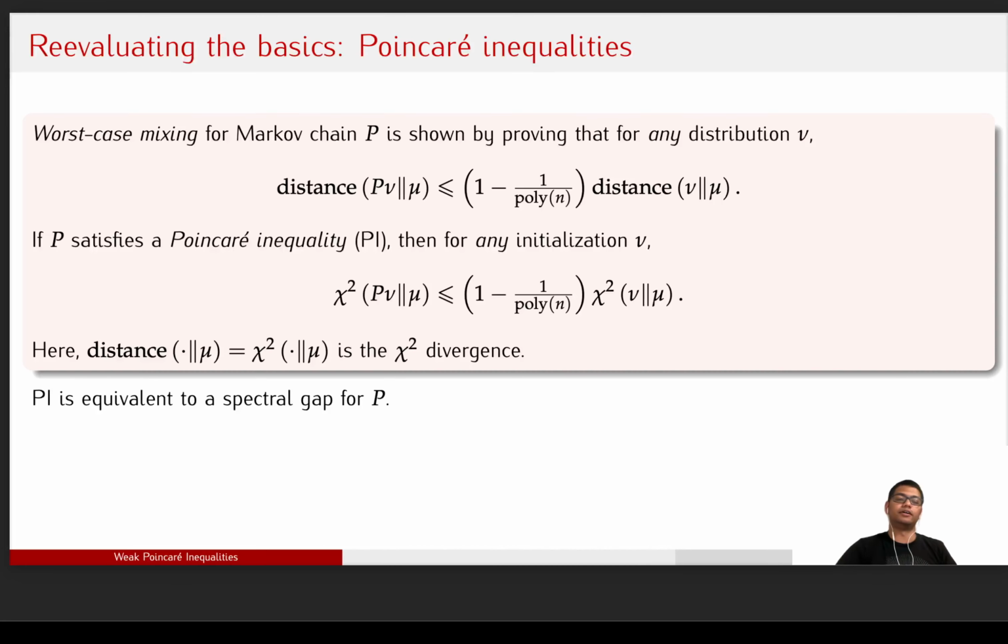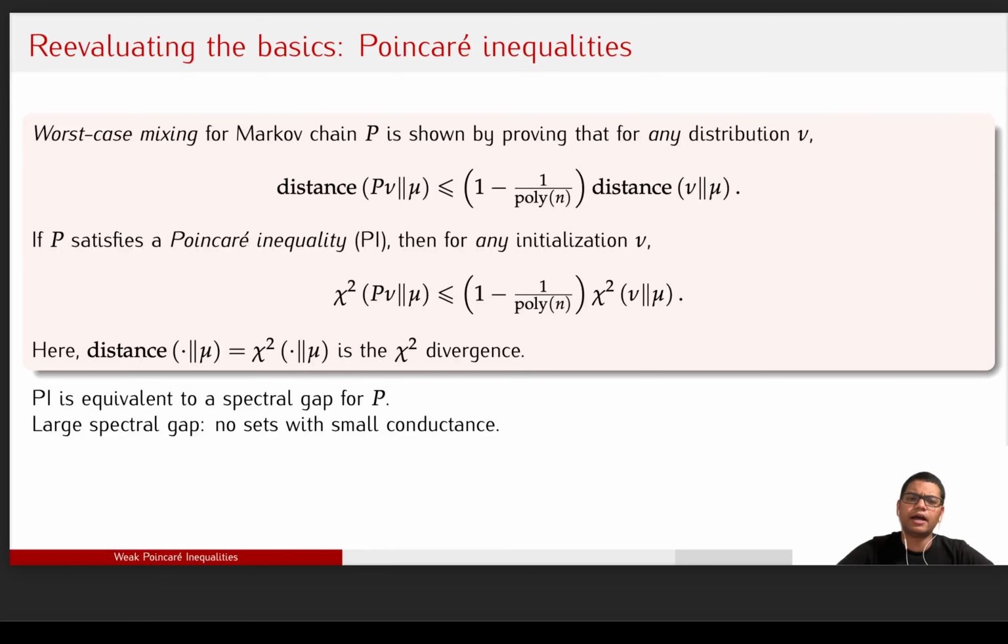Okay, and a Markov chain satisfying a Poincaré inequality is equivalent to its transition operator having a spectral gap. That is, a separation between the largest eigenvalue, which is equal to 1, and its second largest eigenvalue. And to just describe what a large spectral gap means more combinatorially, it means that every set is expanding. There is no set in the state space that has small conductance.